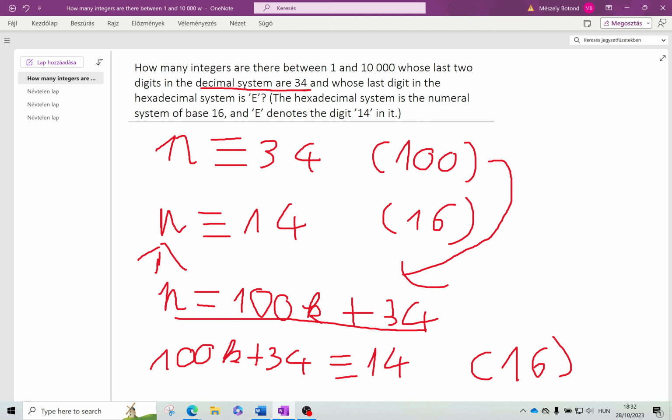For example, if you wanted to find the last digit of a number, you need to divide by 10, and the remainder will be the last digit. If you want the last three digits, you need to divide by 1000. Okay, thank you. You're welcome.